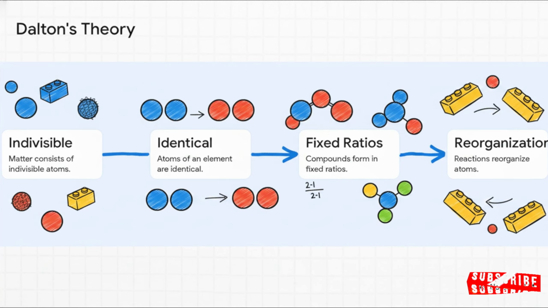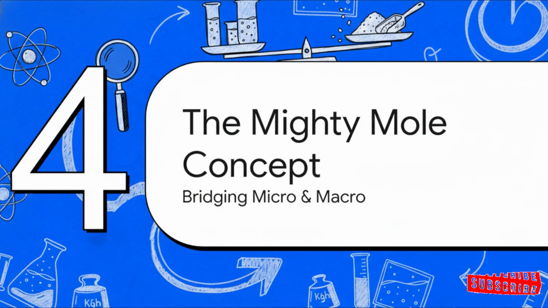And fourth, a chemical reaction is really just the reorganization of these atoms, like snapping the Legos apart and clicking them back together in a brand new shape. Nothing is destroyed.